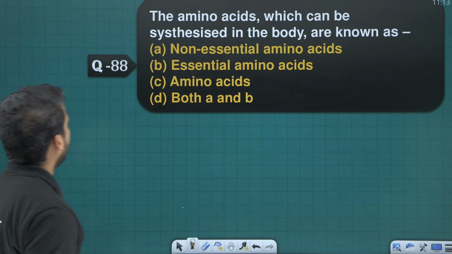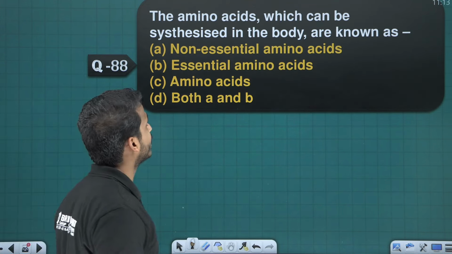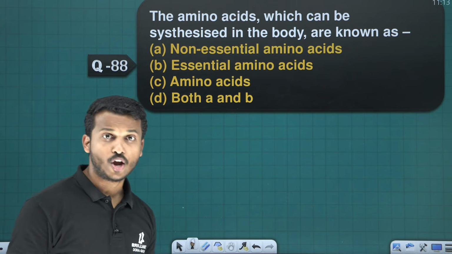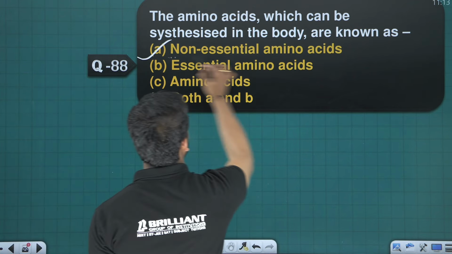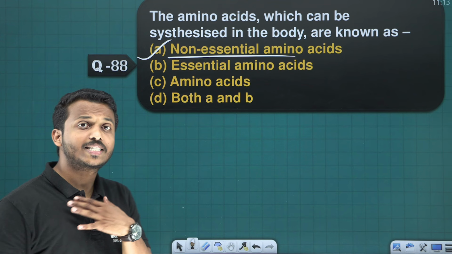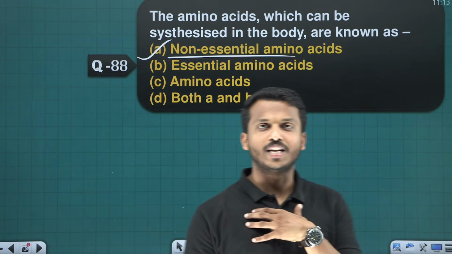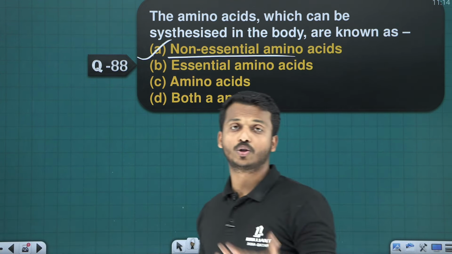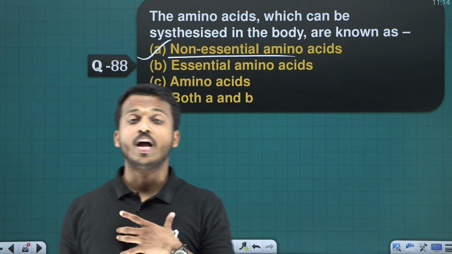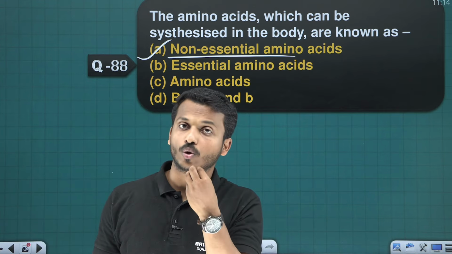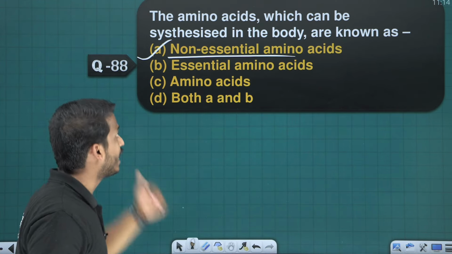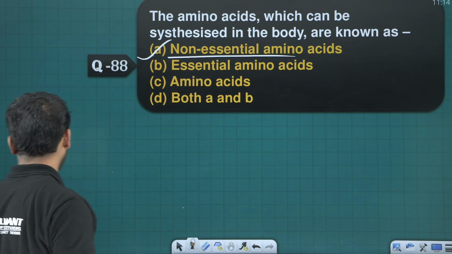The amino acids which can be synthesized in the body are known as non-essential amino acids. The ones we are not able to synthesize in our body are called essential, which we get only through diet. So the ones synthesized in our body are non-essential.